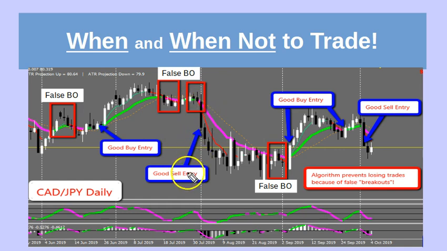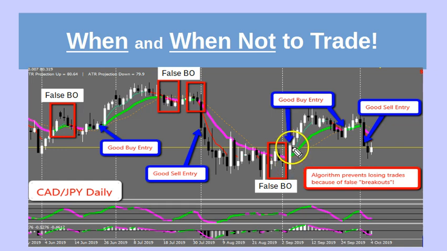Here is a good entry right there at the bottom of that big black candle, and you can see price went down. Okay, false breakout to the upside again right there, guys. My algorithm tells you to stay away from a buy trade. You see a big, and that's the problem with a lot of new traders, right? They see a big white candle pushing up, and they think it's time to go, time to take a buy trade, right? But in this case, you see the trade went right back down again.